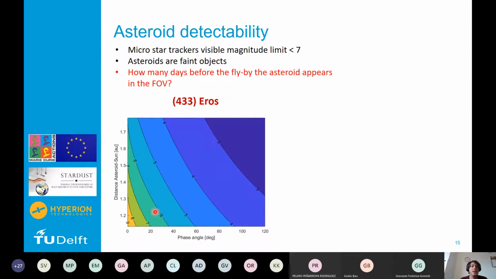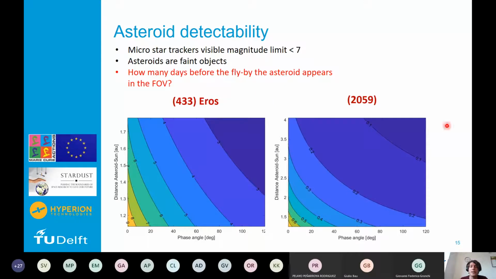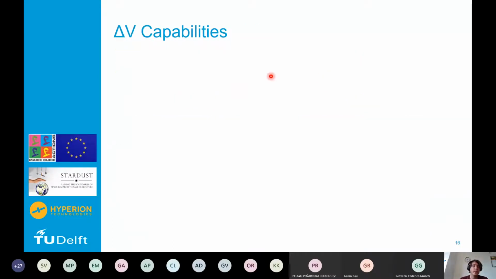So for Eros, you can see that it can be, in the very optimistic case, 9 days before the flyby, up to 3 days before the flyby. While for the asteroid 2059, it's not even 1 day in the best case scenario. So we have to keep in mind this. And finally, the delta V capabilities.